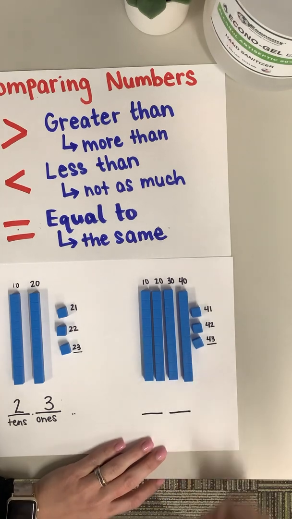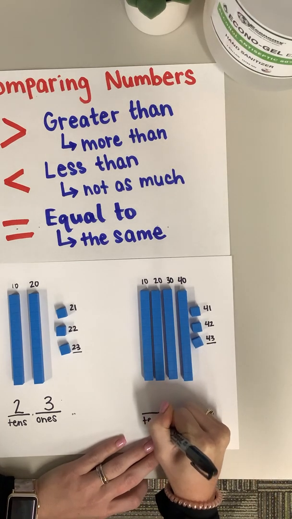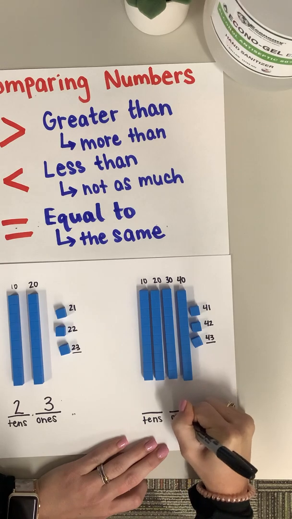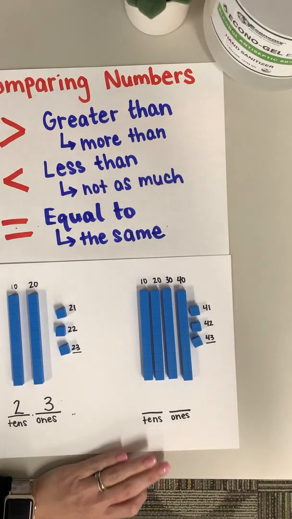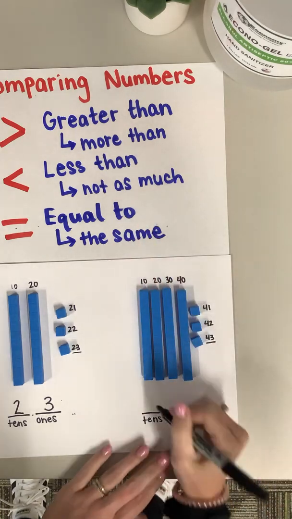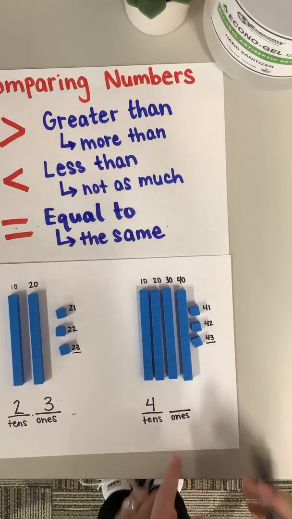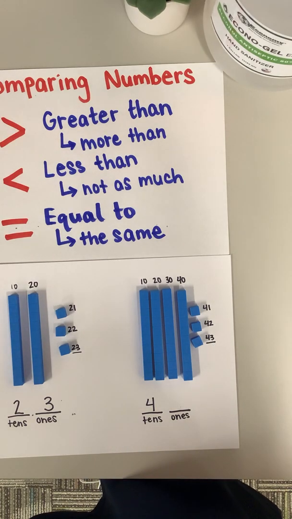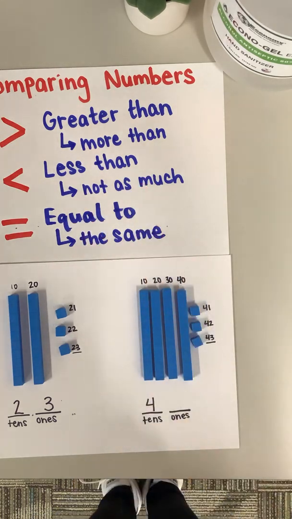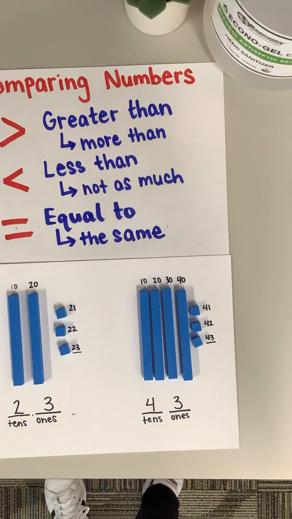Now, I want you to decide where the numbers go for 43 on our place value. Can you show me with your fingers which digit in 43 goes in the tens place? Is it 4 or 3? 4. Show me with your fingers which number out of 4 and 3 goes in the ones place. 3. 4 in the tens and 3 in the ones. Great job. Are you ready to compare these two numbers now?